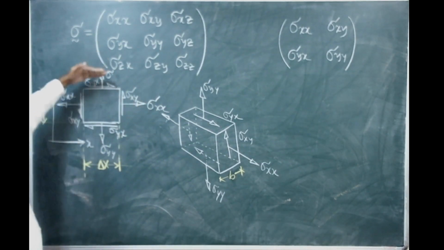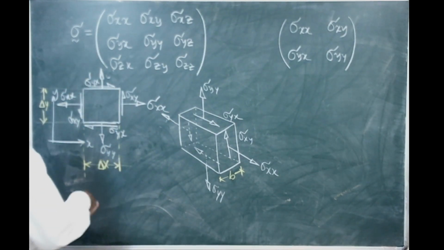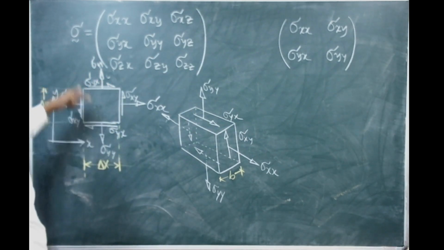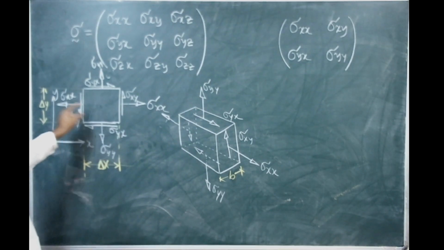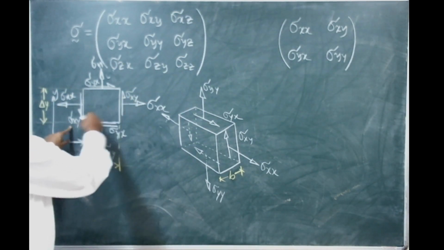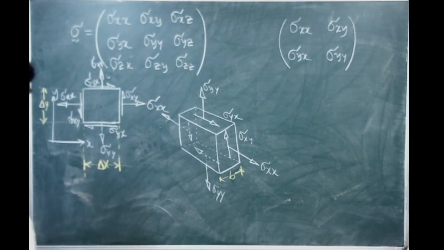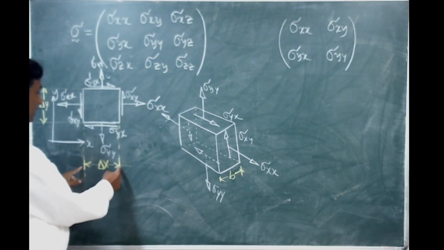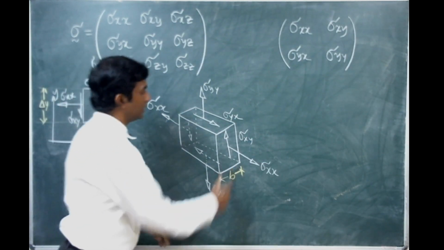On the y plane, you have two stresses, sigma yy and sigma yx. On the other planes, you can identify that these would be in the opposite direction, sigma xx and sigma xy, or negative plane, negative direction is positive, it is maintained. This differential volume element has length delta x, height delta y and width b.